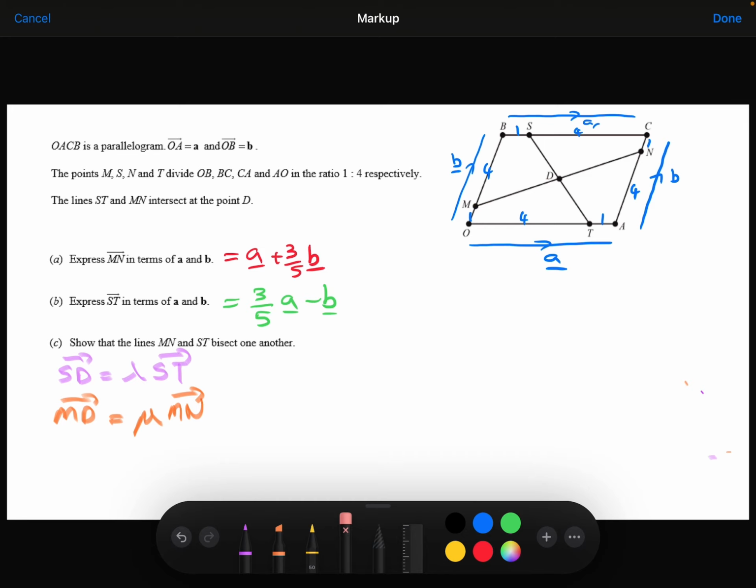Right, how am I going to do that then? Well, I'm going to choose a vector in the diagram that I can consider in two different ways, one involving the MD and one involving the SD. And that vector is going to be O to D. Doesn't have to be, you could choose other ones, it's just the way I'm doing it. So O to D, I could think of that as being O to M plus M to D.